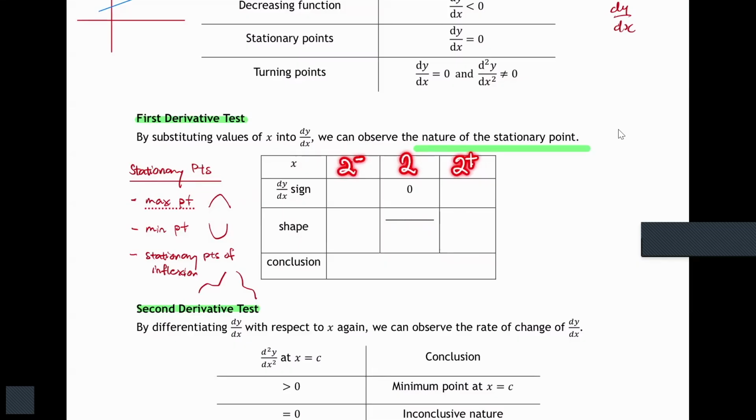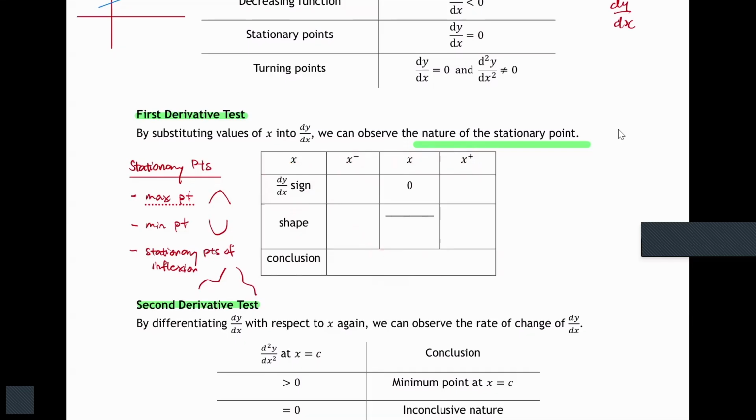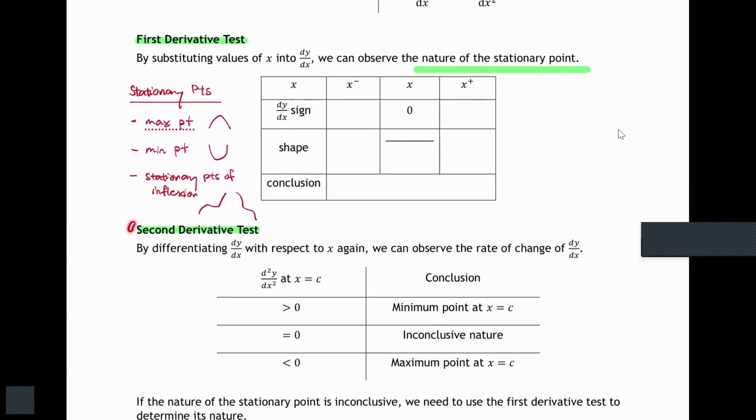So maybe 2.01, and we want to observe the behavior of dy dx. Is it plus or is it minus? Once we know this, we can establish the shape of the graph. Which is it? Is it up or is it down? From here, we can conclude what kind of stationary point it is. Can? Then the next one we look at is the second derivative test.